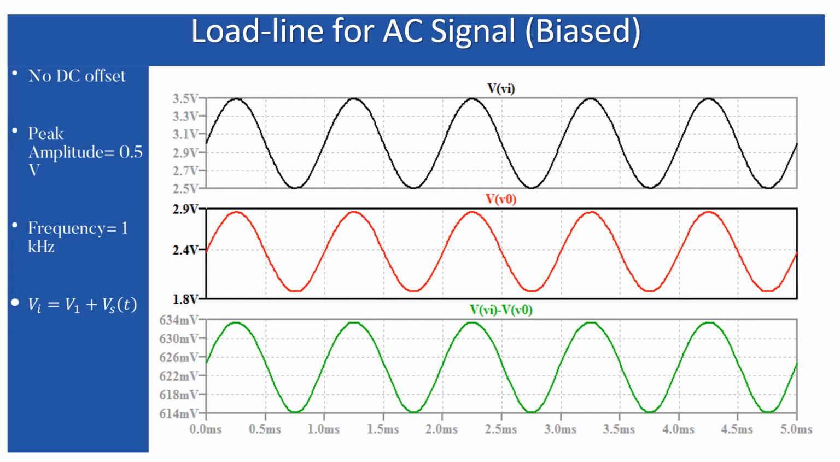This is the simulation result of the circuit that I have discussed, that means including both AC and DC. So this is the Vi, which is varying from 3.5 to 2.5. This is the output voltage, and this is Vi minus Vo, that means it is the voltage across the diode. So you can see, or you can check from here, a small voltage drop is appearing across the diode. It's only 634 millivolt to 614 millivolt. So this smaller voltage is consumed by the diode, whereas the rest of the voltage is being transferred to the output voltage.